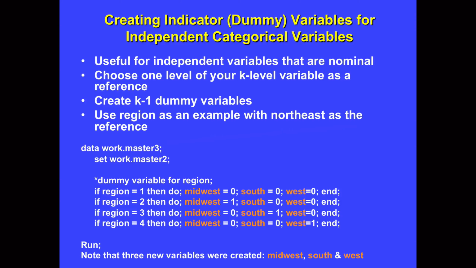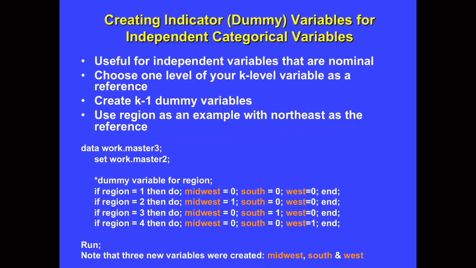To create indicator variables, you first need to choose one level of your k-level variable as a reference. So you just think about what level of the variable you want to serve as a comparison group, essentially. And then you create k-1 dummy variables. In the context of our region example, region has 4 levels, so k in this example is equal to 4. And therefore, we're going to create 3 dummy variables that we can then use in our linear regression models to get a better understanding of what's happening to blood pressure across different regions. And in this example, we're going to use Northeast as our reference.